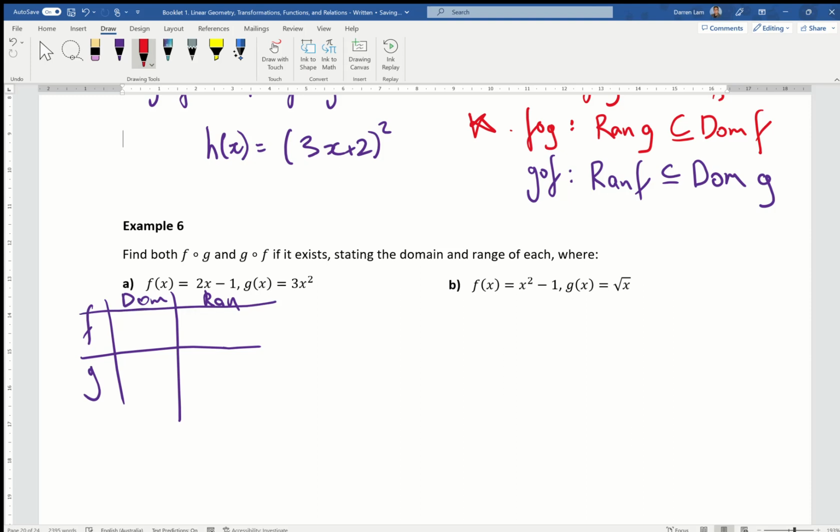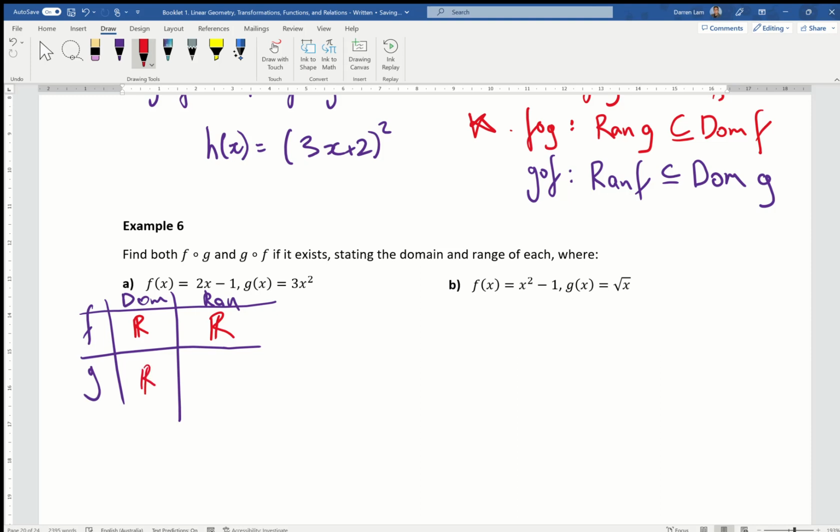The domain of 2x minus 1, pretty straightforward. That's all real values. The range of it, again, pretty straightforward. It's just a linear equation. Domain and range is all real values. The domain of our function g, 3x squared, again, all real values.